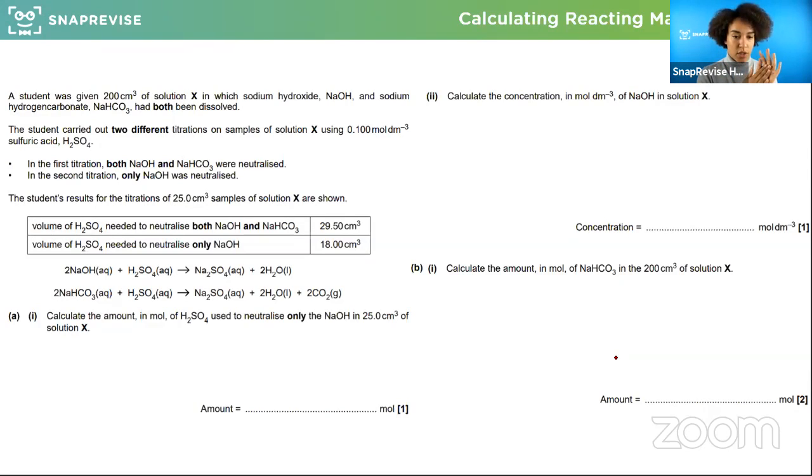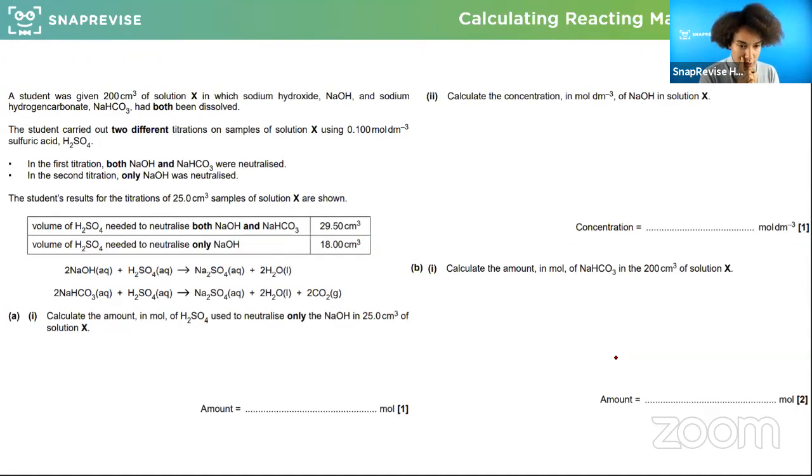In the first titration, both, although I think that because we're going to run over time, possibly I will skip the ideal gas equation part and we'll do it another time because we are running out of time. So possibly this will be the last bit, Aisha.